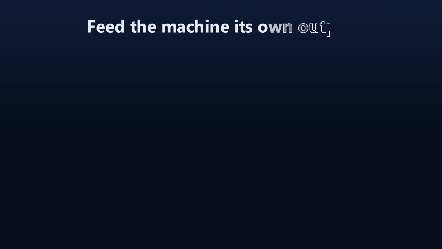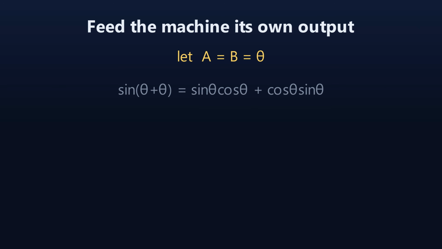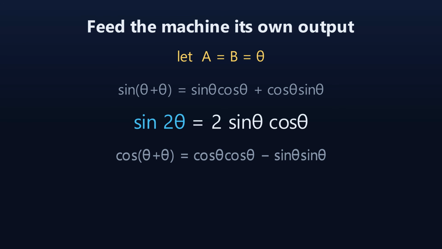What if A and B are the same angle? Then A plus B is just double the angle. The sine formula collapses to 2 sine cosine. The sine of twice an angle equals 2 times sine times cosine. And the cosine formula gives cosine of twice the angle equals cosine squared minus sine squared. These double angle formulas are everywhere in physics and engineering.